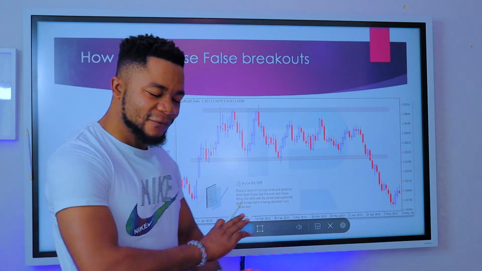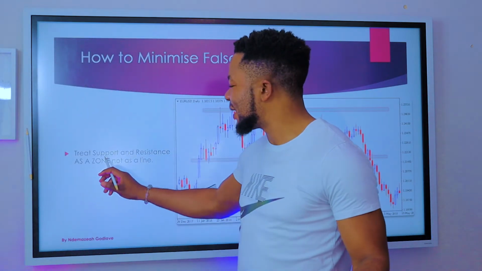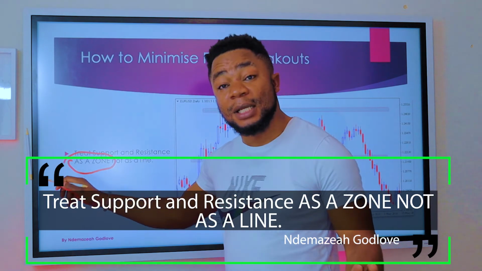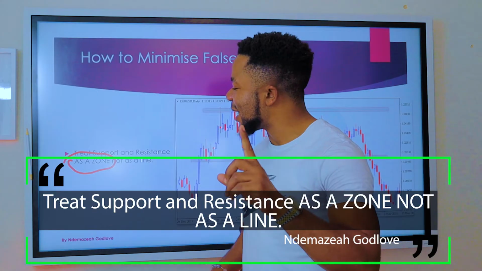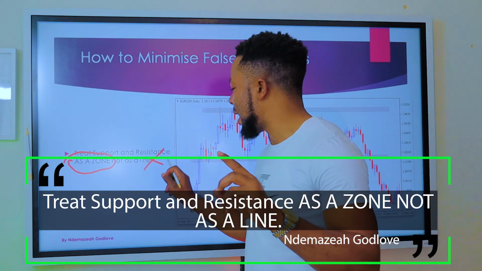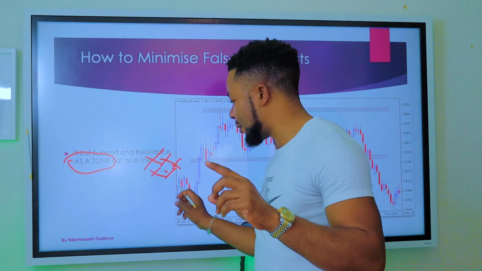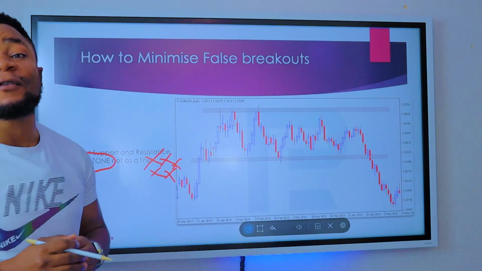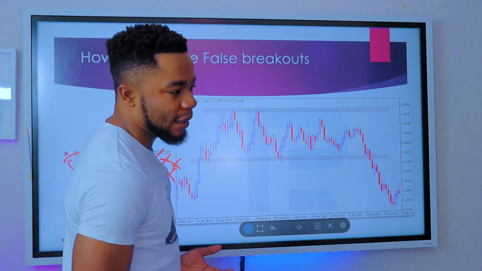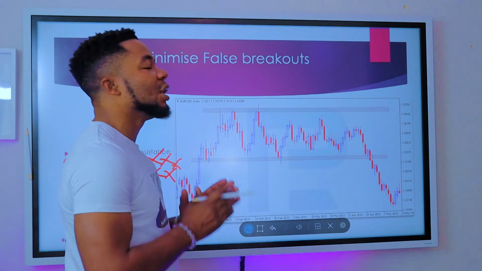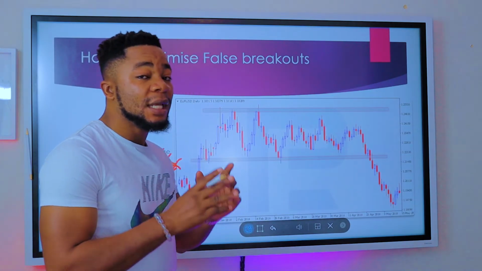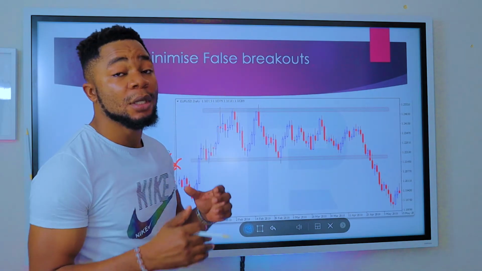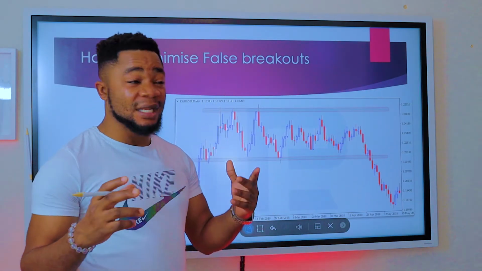The first and the most important thing that you have to do: treat support and resistance as a zone. That is why you see, I even put this one in capital letters. Treat support and resistance as a zone, not as a line. Please, treat this area as a zone. Let me show you why I'm telling you. I've already mentioned this without number, that you have to treat your support and resistance like a zone instead of a line, because the price has the ability to still fluctuate within that zone before finally breaking that zone or finally changing the direction.